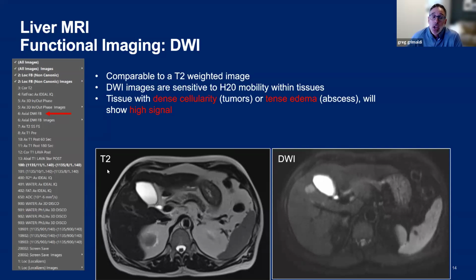So here we can see a cirrhotic with a T2 mildly hyperintense liver lesion that has restricted diffusion. I'm going to be very concerned that that's a tumor. We're going to come back to this case because it's such a great illustrative case.